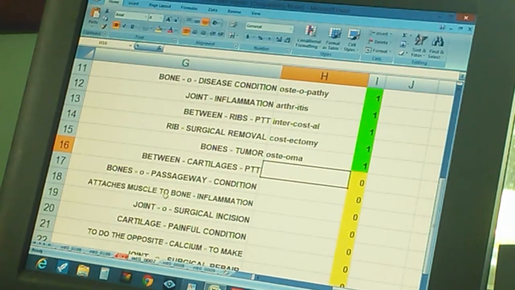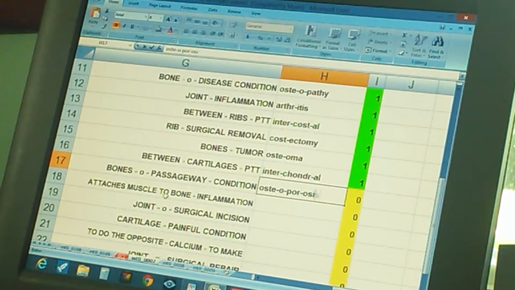Osteoma. Between cartilage, pertaining to. Between cartilages, pertaining to. Interchondral. Bones or passageway, condition. Osteoporosis.